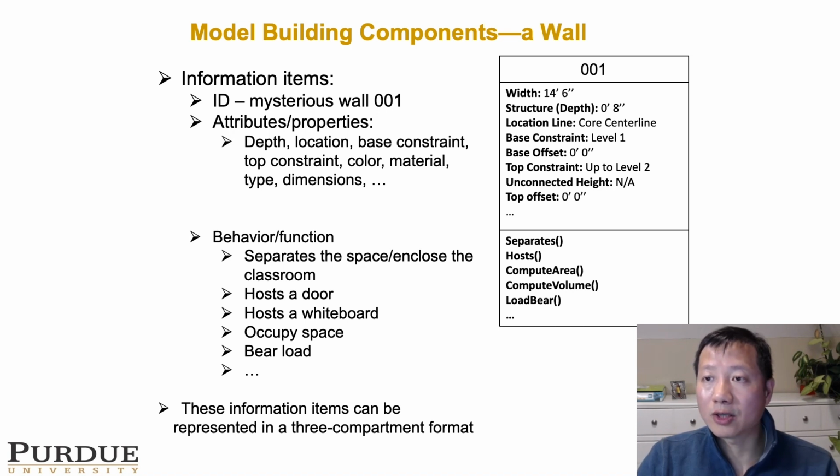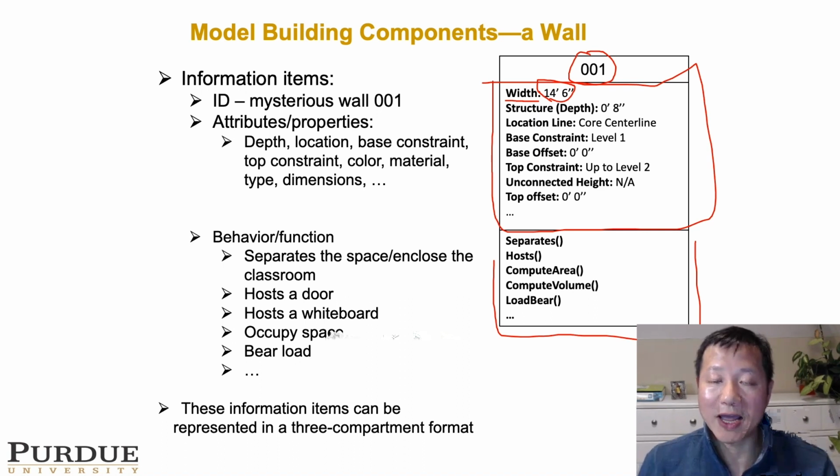So the top compartment, that's my ID compartment. This is the place that I put my ID. And the second compartment, the second box right here, lists all the attributes and their values. So for example, width is an attribute or property, and its value is 14 feet 6 inch, right? And the third compartment is at the bottom right here. This is the compartment where I put all my functions or behaviors in it.